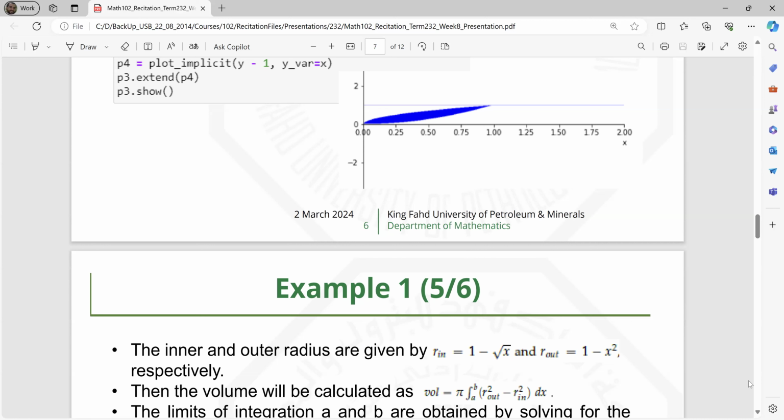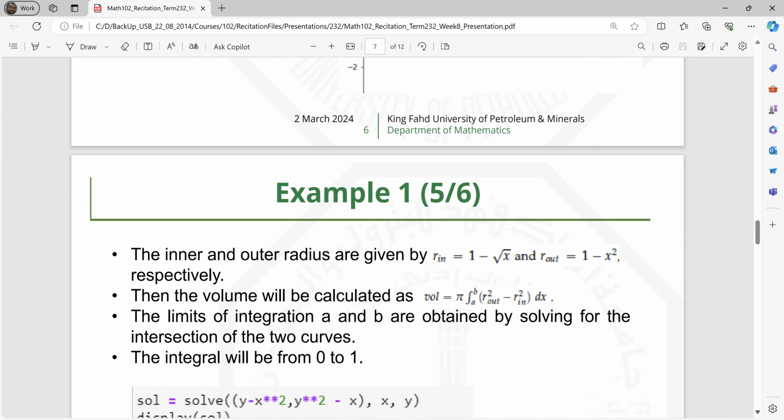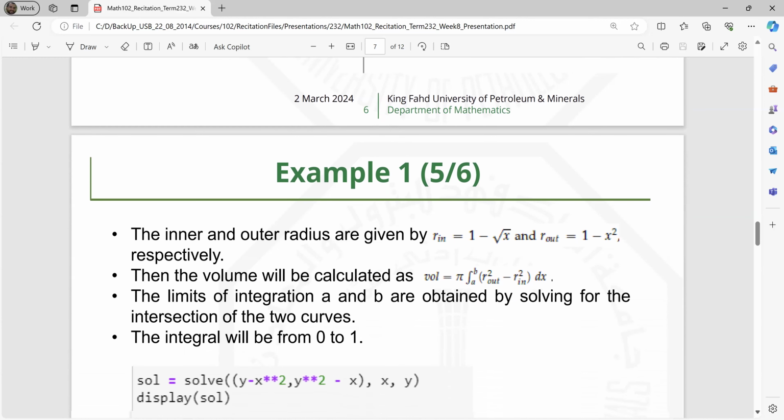So the volume formula would then be the integral from a to b, from the limits of the region, of pi times r outer squared minus r inner squared dx. And the limits of integration a and b are obtained by solving the intersection equation, the intersection of the two curves equation.